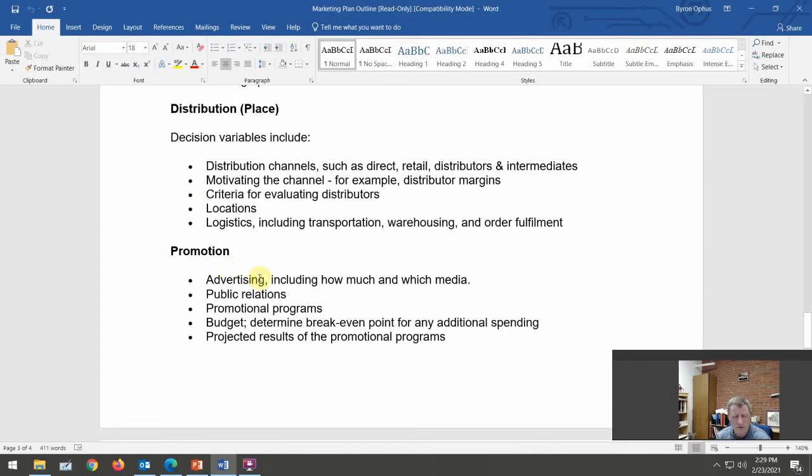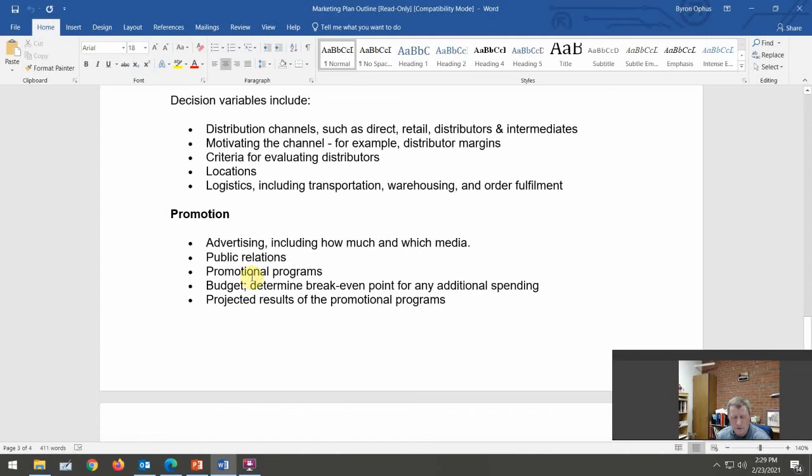Promotion. Oftentimes people think marketing is only promotion, but obviously this is just a small part of our marketing. So how are we going to advertise? Here's where you really have to go back and look and make sure that it's consistent with what you budgeted.